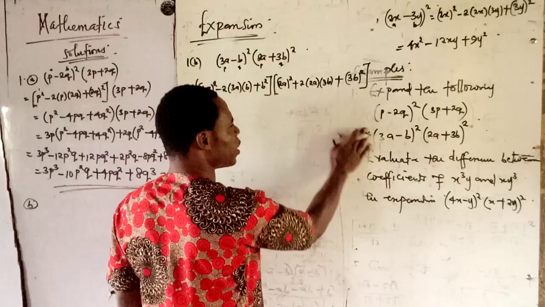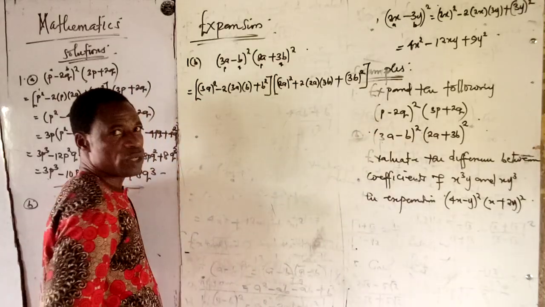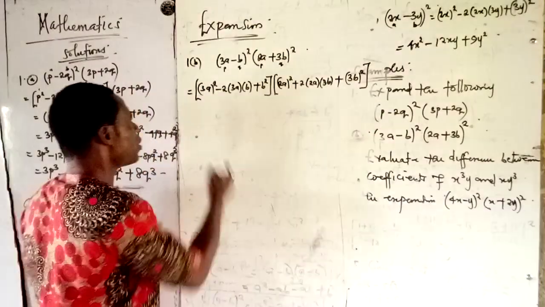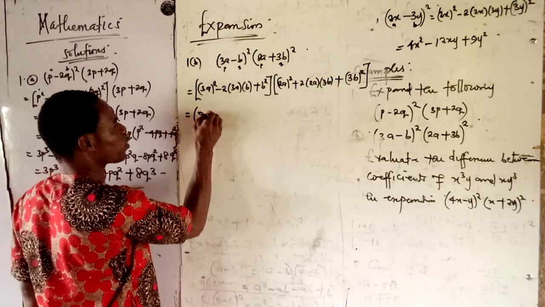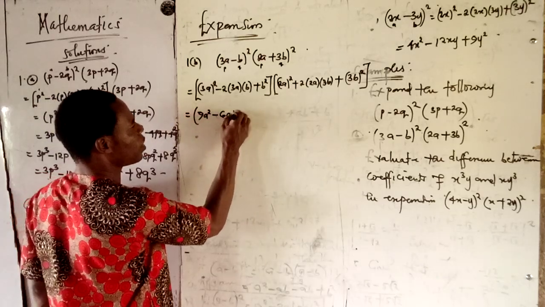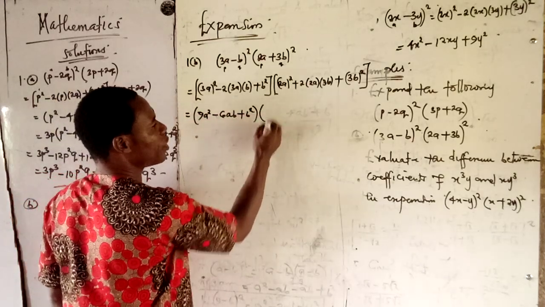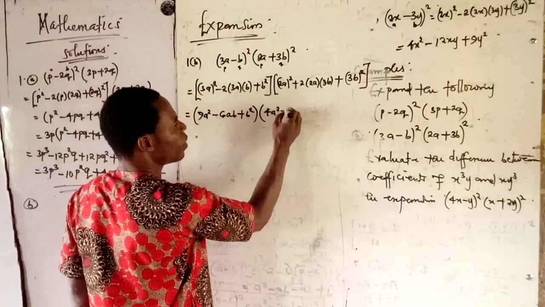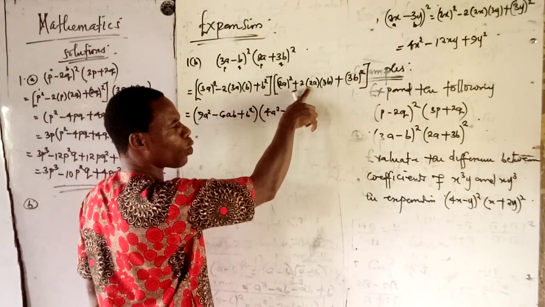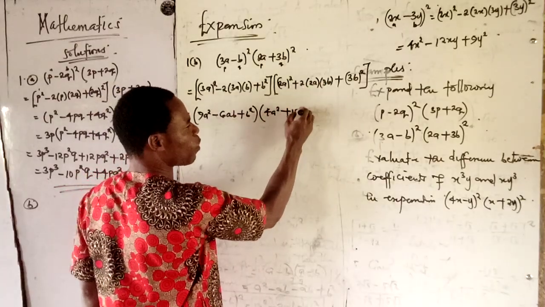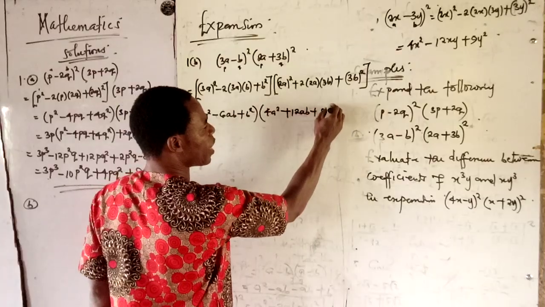Now, starting from here, start evaluating. This is 9a squared minus 6ab plus b squared, into what? 4a squared plus what? 2 times 2, 4 times 3, 12 ab plus 9b squared.